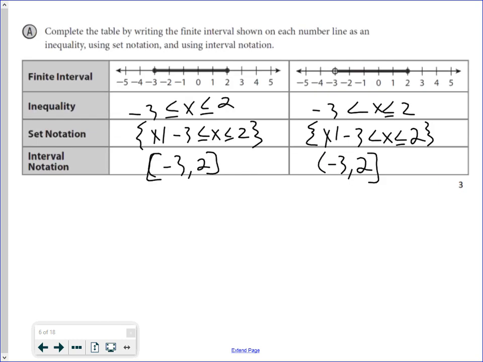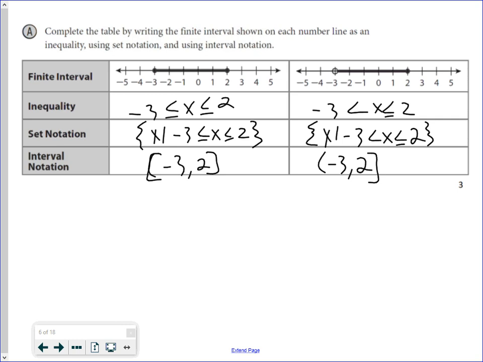All right, and this is what you should have done for table A. For the inequality, it's a finite interval since we have two endpoints, so it goes from -3 to 2. They're filled in circles, so the endpoints are included in the interval. So x will be greater than or equal to -3 and less than or equal to 2. The set notation is the same thing, but in squiggly lines and the x in the line. Interval notation is square brackets for both sides, since both endpoints are included in the interval.